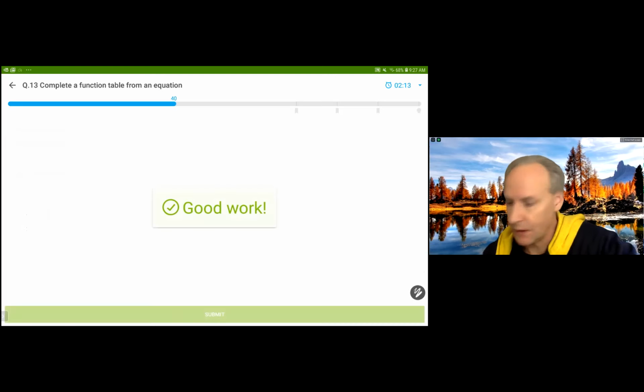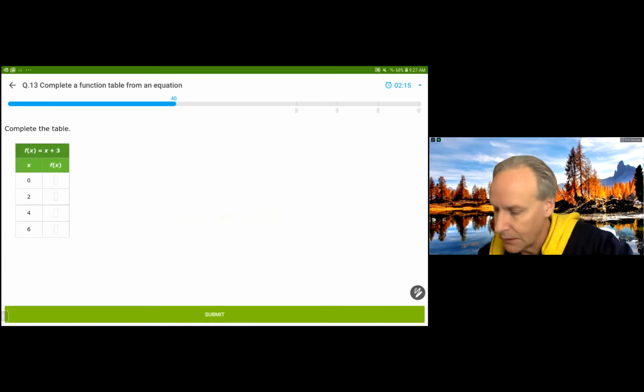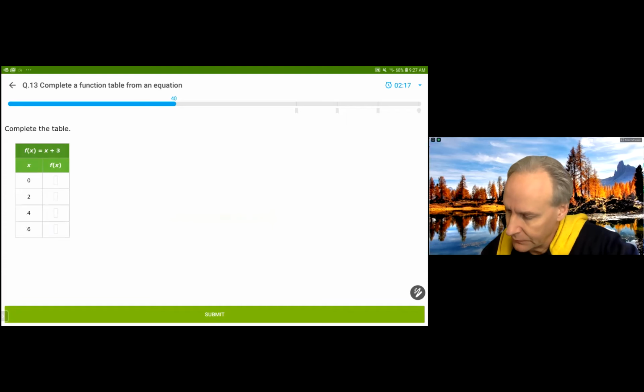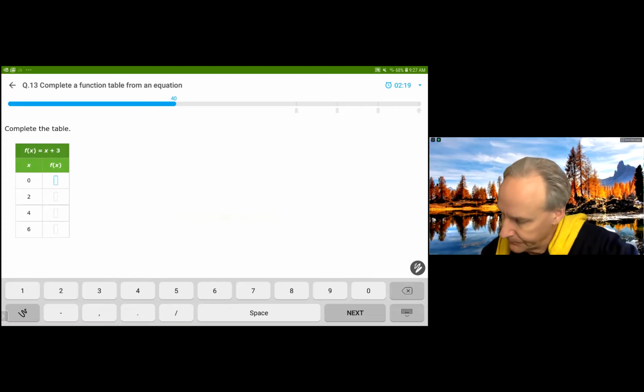Speaking in rhyme today. Let's see. We're adding 3. So 0, 3. 2 plus 3 is 5. 4 plus 3 is 7. 6 plus 3 is 9.